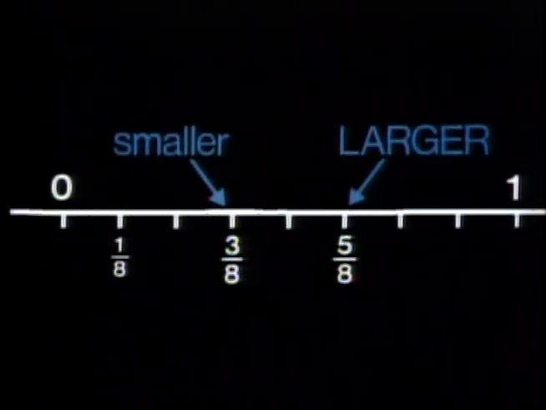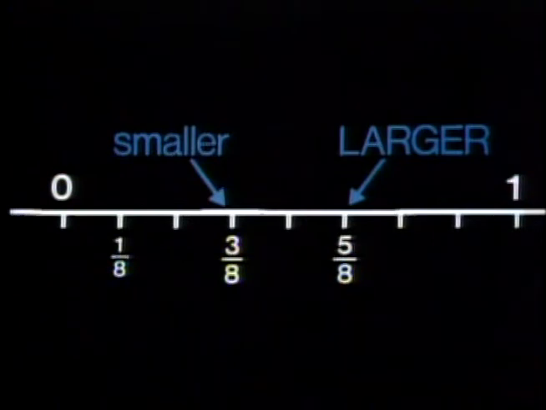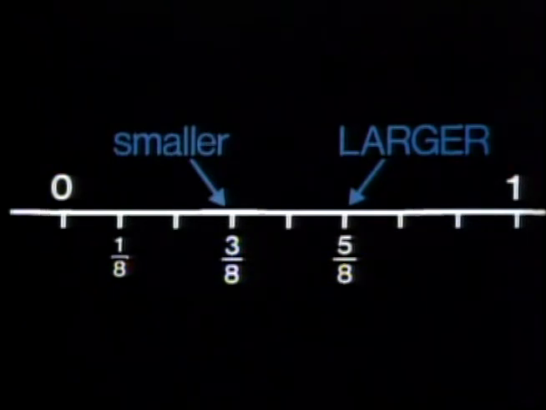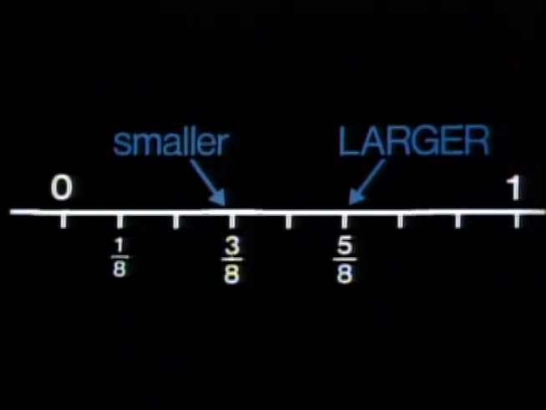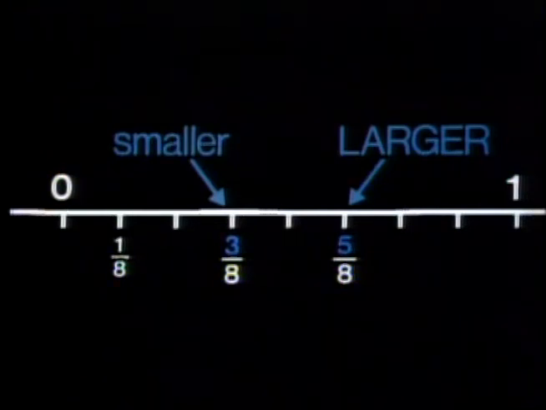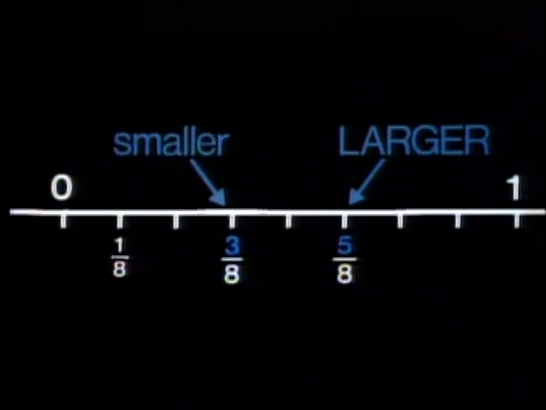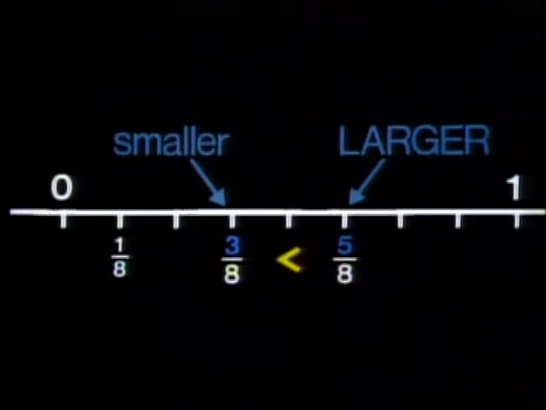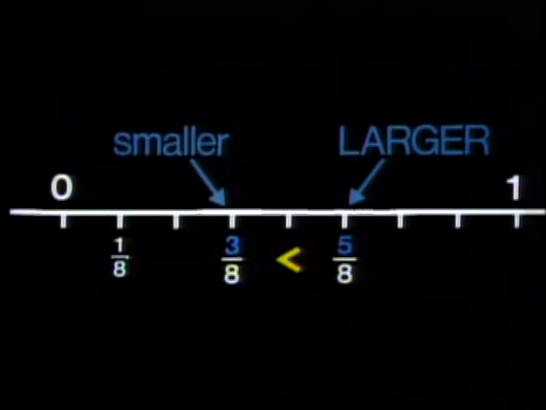The basic idea is familiar. We used it with the whole numbers. Given any two fractions, the one that's further to the right on the number line is larger. This gives us a start, because it's easy to see that if two fractions have the same denominator, for example, 3/8 and 5/8, the one with the bigger numerator will be to the right of the other, and therefore it will be larger. We write this with a sideways V as shown. The open end of the V is next to the larger number.